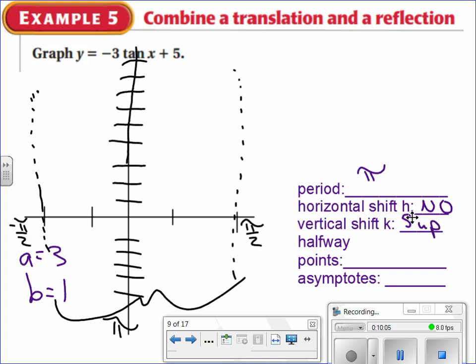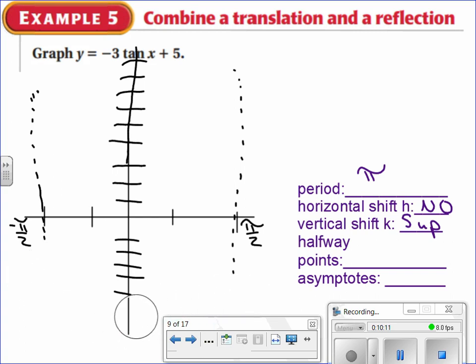I'll just erase this a and b to give myself some space. I'll actually end up erasing this to give myself some space. So that makes my halfway point pi over 4 and negative pi over 4. So we can fill these in over here. Asymptotes pi over 2 and negative pi over 2. Halfway points pi over 4.